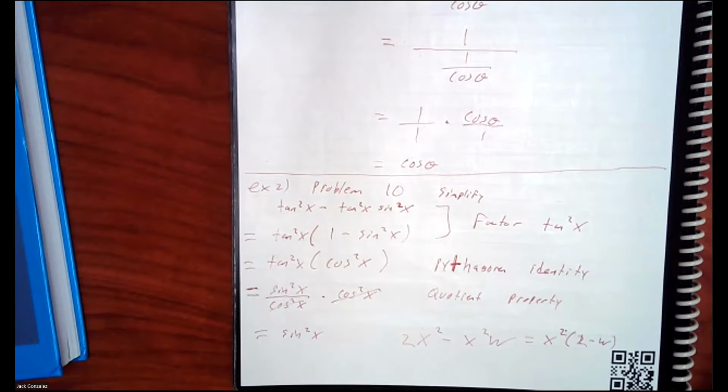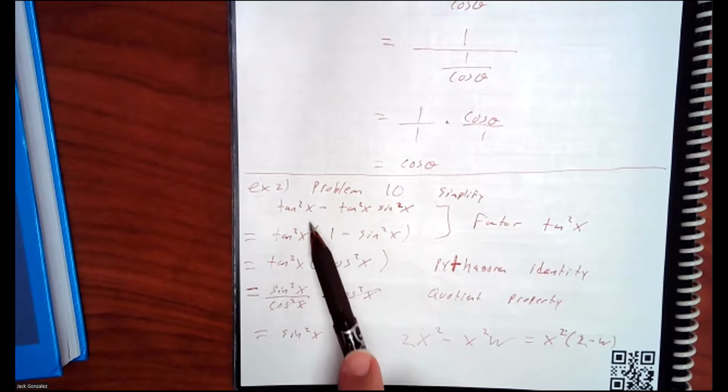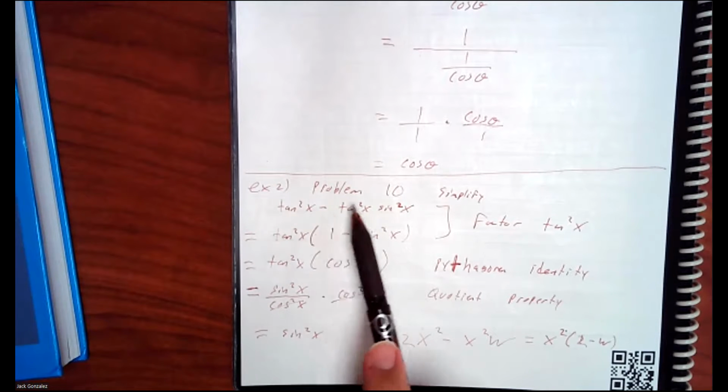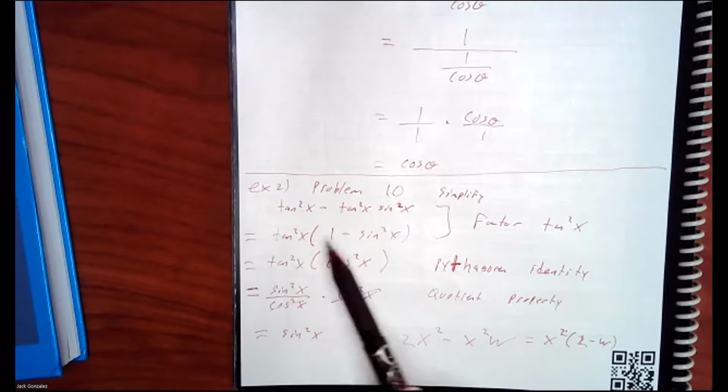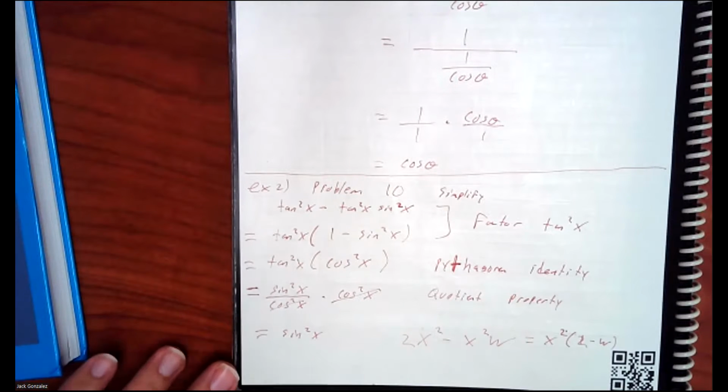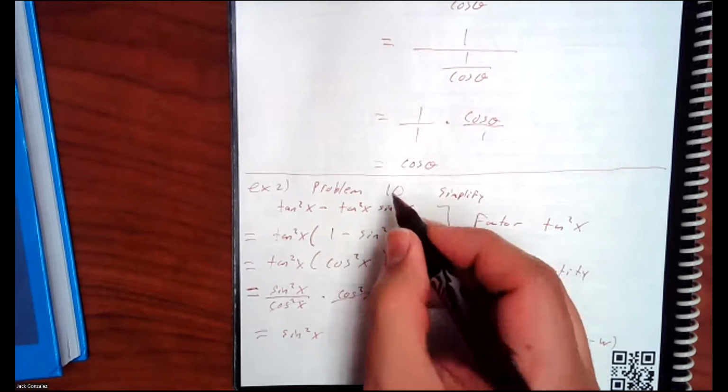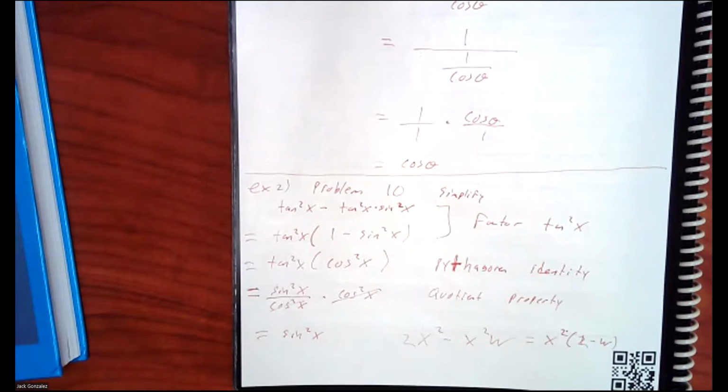So we're just pulling a common factor out. Once we did that, this became a 1. It's as if you divided it by tan squared, so these tangents are gone. Tangent squared times sine squared x. You see how this is a times.